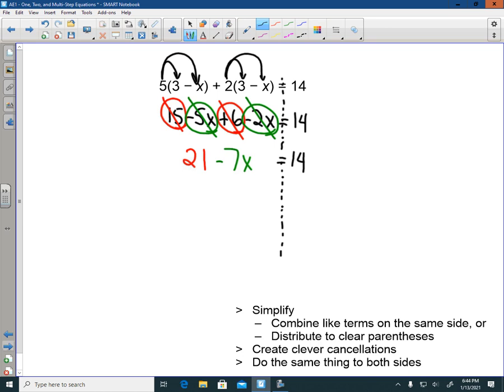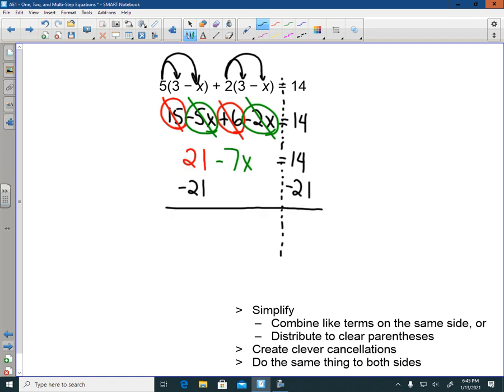Now on the left side, we've got a 21 and a negative 7x. Those are not like terms, so we can't combine them. We don't have any parentheses anymore, and the 14's hanging out by itself, so our simplification step is now done, and that's when we're going to move into creating clever cancellations. So we're going to start with subtracting 21 from both sides. Do you see why?